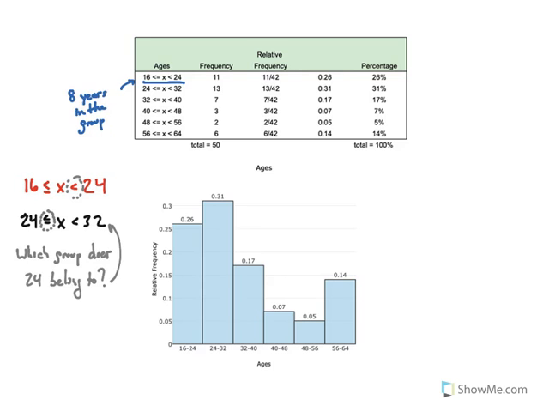So that's what that means. That's to distinguish between the borderline ages. Where do they belong? Which group? It's always going to be that less than or equal to, less than format.